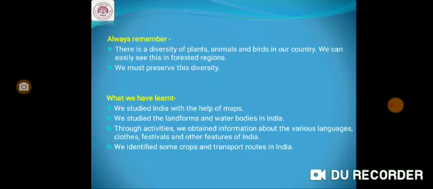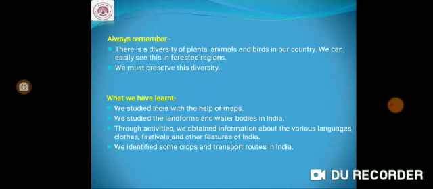Let's move on to the last page of your textbook, page number 50. We have come to the end of this lesson. Always remember, there's a diversity of plants, animals, and birds in our country. We can easily see this in forested regions. We must preserve this diversity. What we have learned, we studied India with the help of maps. We studied the landforms and water bodies in India.